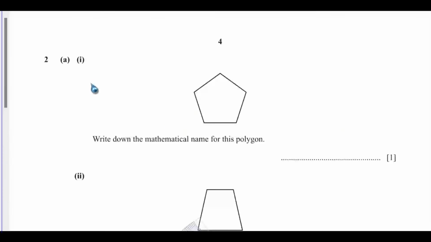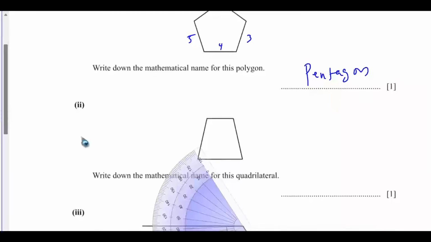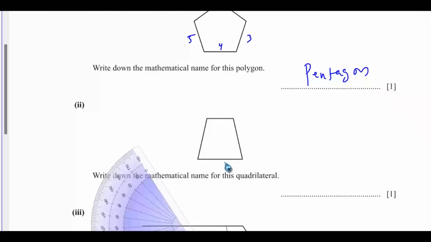Question 2. Write down the mathematical name for this polygon. You have 1, 2, 3, 4, and 5. So this is a pentagon. Roman figure 2. What you have here? This is a trapezium.